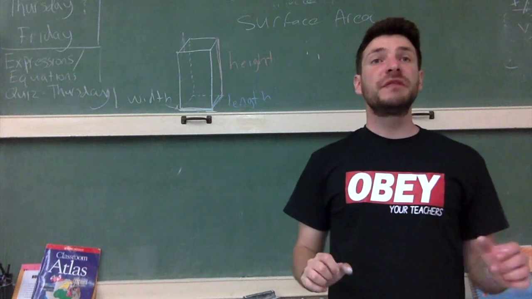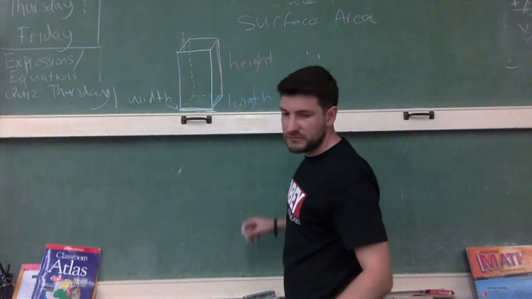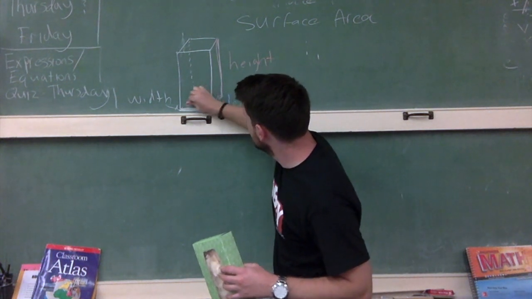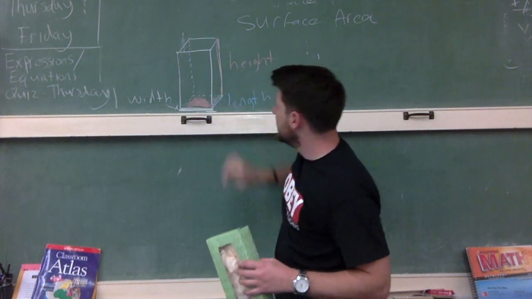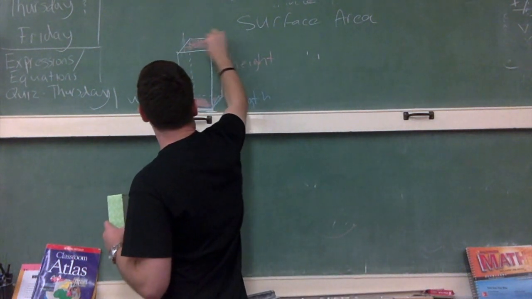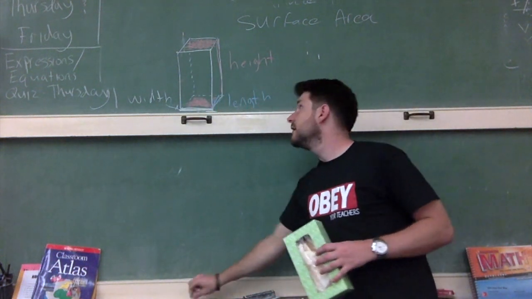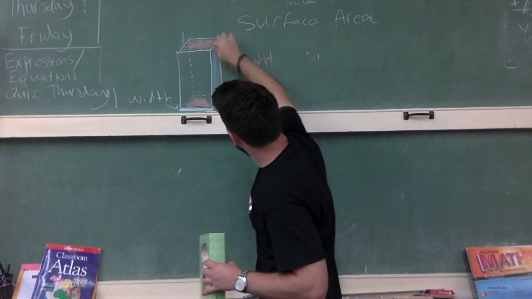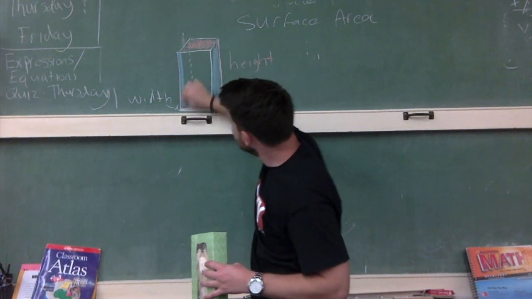Now, some of them are the same in this shape, and we're going to look at those. And I want you to really use your imagination on this guy. This bottom right here, I'm going to shade it like this. This bottom is the same as this guy up here. These have the same area. They're equal. This side right here is the same as this side over here.